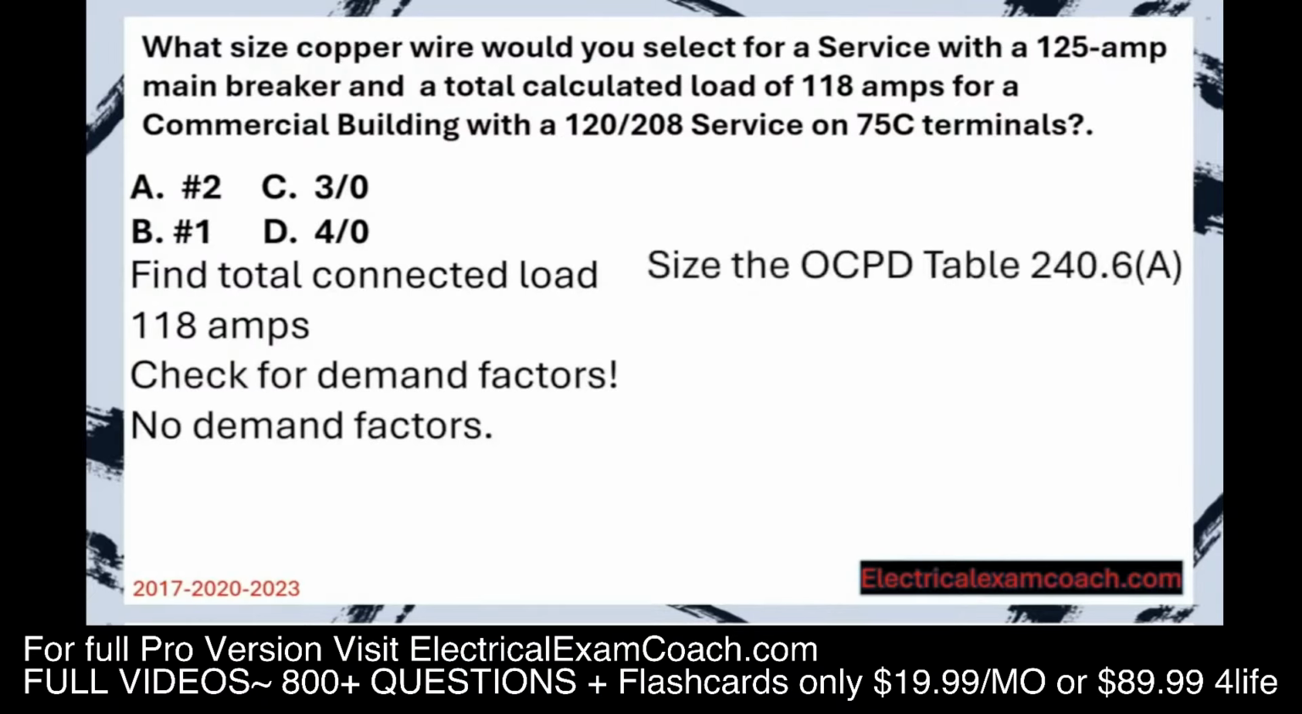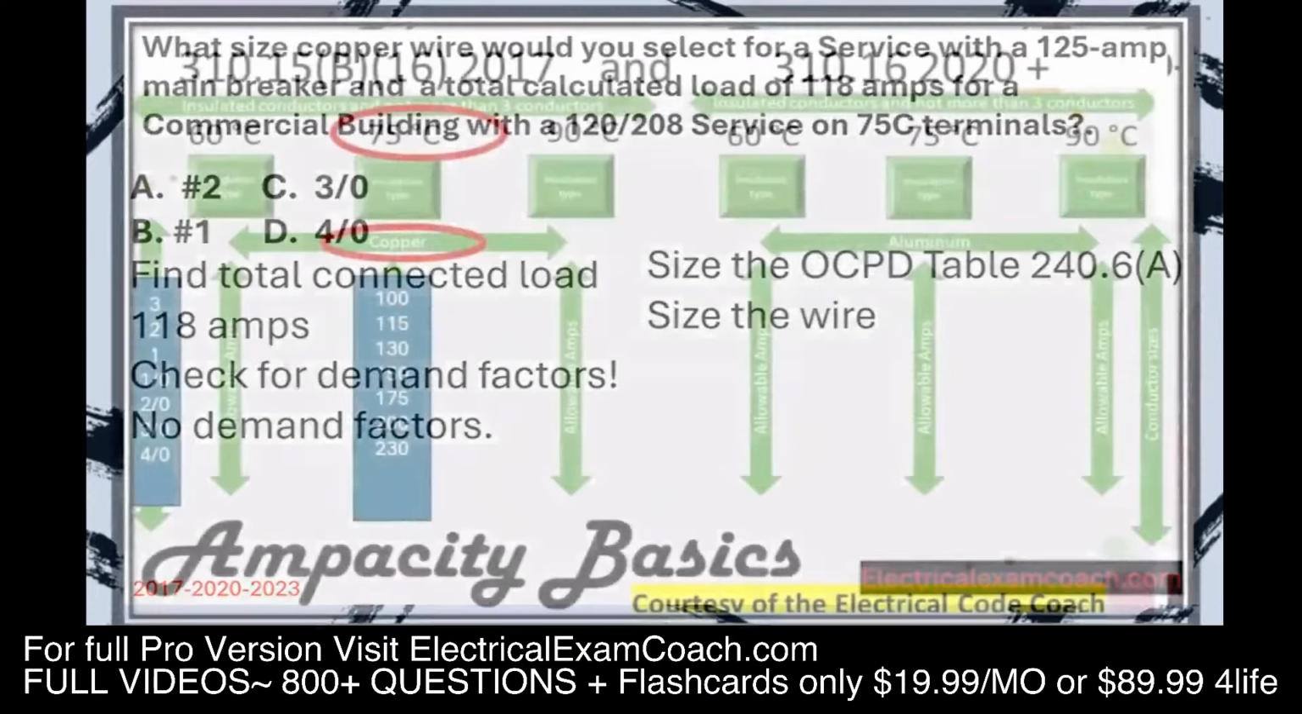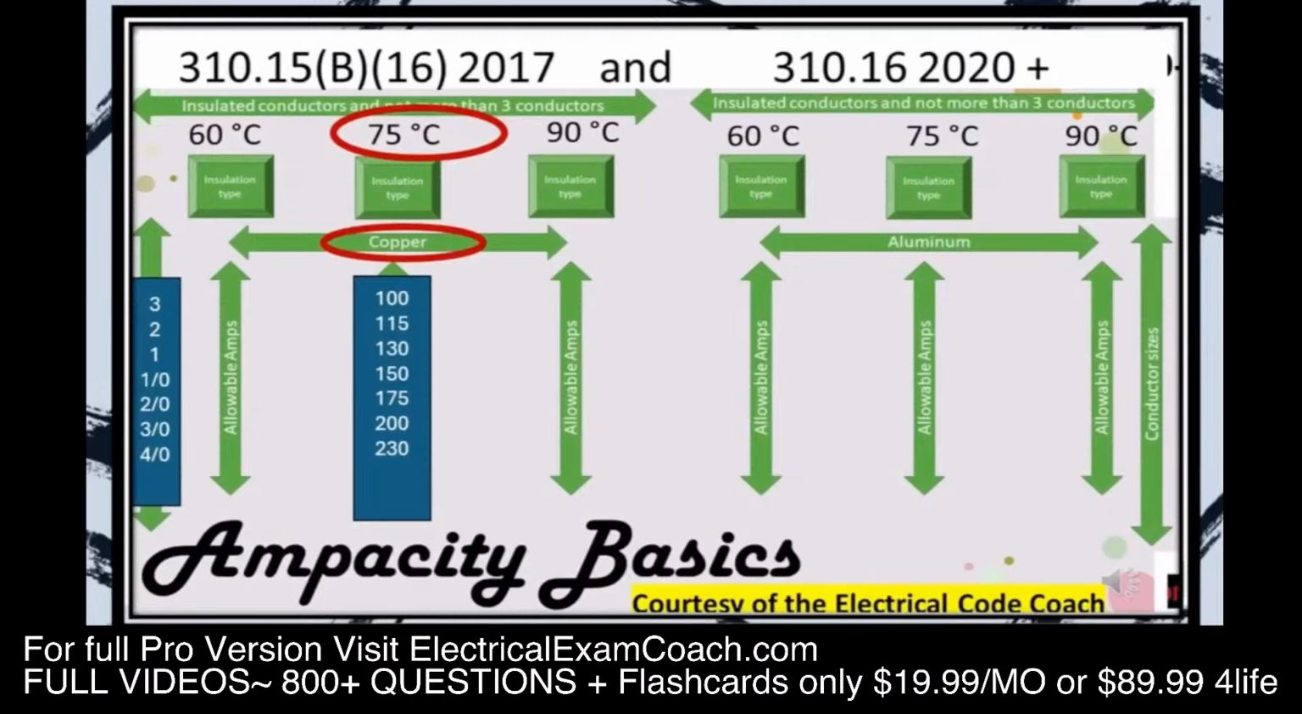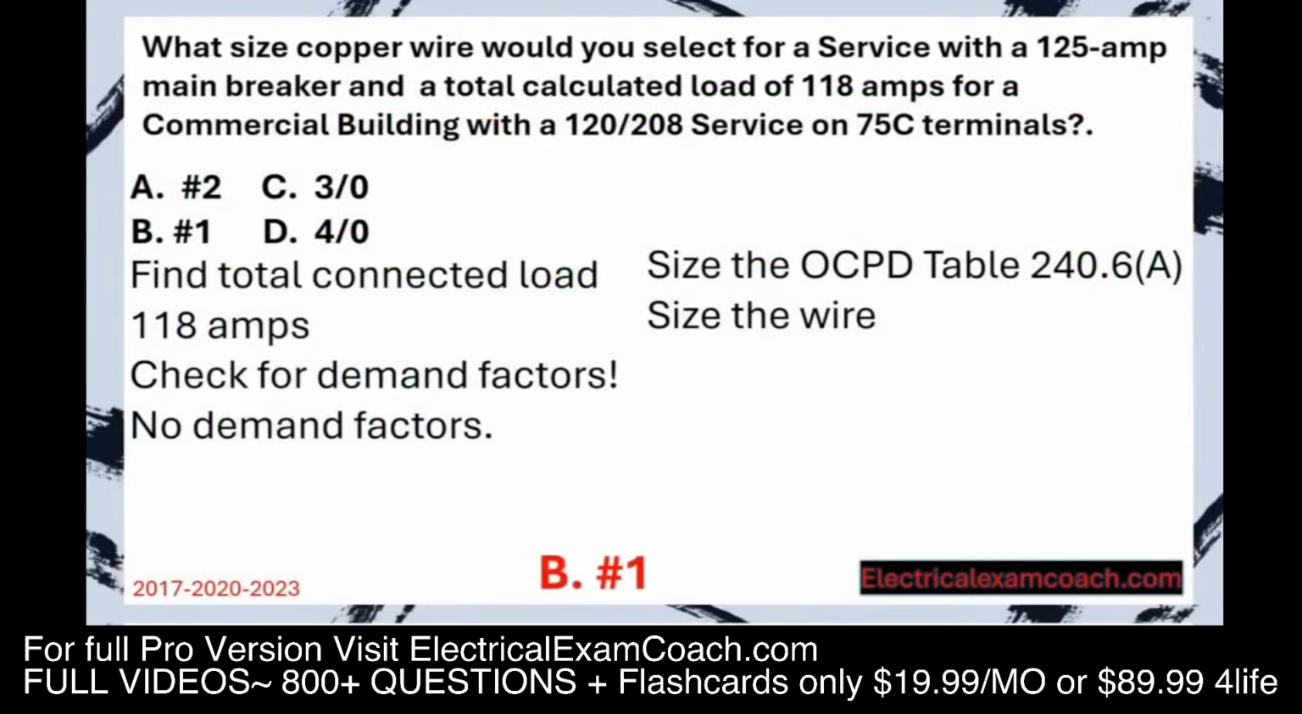In this case, there are no demand factors, so we're going to carry on. Normally, we would size our overcurrent protective device, but if you notice in the question, they've already done that for us. So all we have to do is size our wire. We're going to head to our primary ampacity table and find a wire that is good for 118 amps. We slide down the 75-degree C column on the copper side, and we're going to find that we select a number 1.